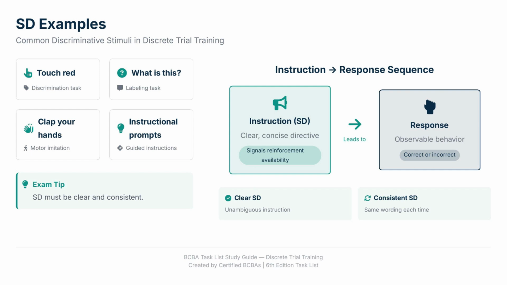A critical requirement for an SD is that it must be clear and consistent. If the instruction changes across trials or is ambiguous, the learner may not understand what is being asked, which disrupts the teaching process. So clarity and consistency are key features of effective SD delivery.